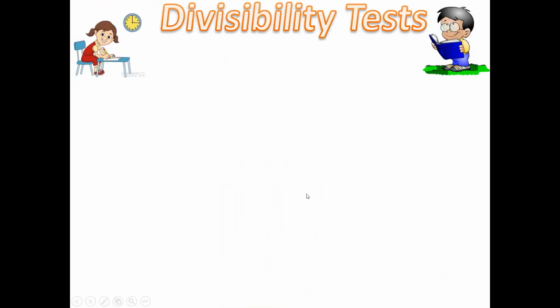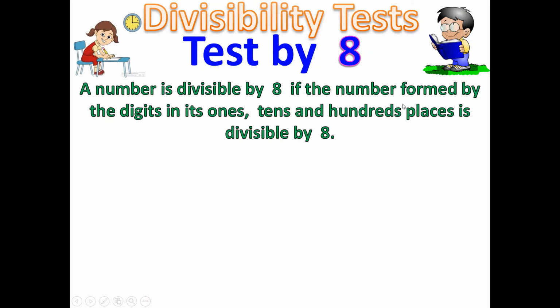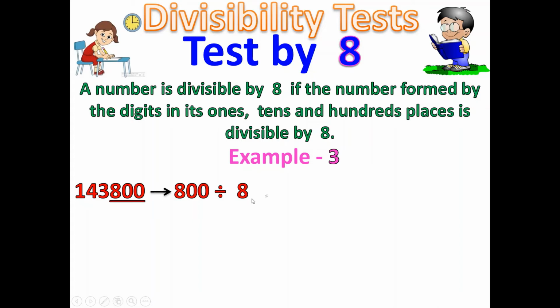Now we go on to the next slide, that is divisibility test by 8. A number is divisible by 8 if the number formed by the digits in the ones, tens and hundreds place is divisible by 8. Example 3: 1,43,800. Now 800 divided by 8. In the before slide we saw 008. Now you can see here 800. Here we have 8 before, and after it 0, so the zeros have value.